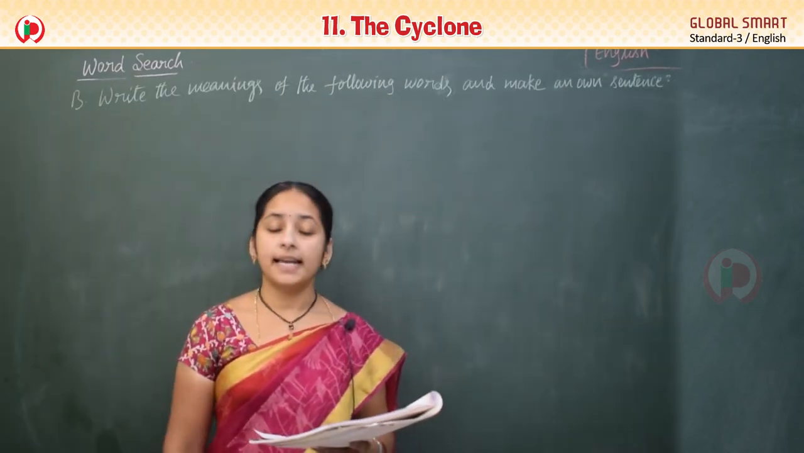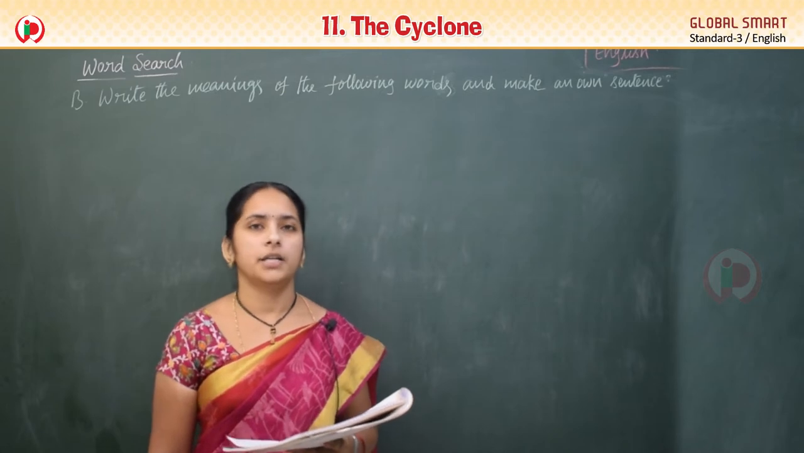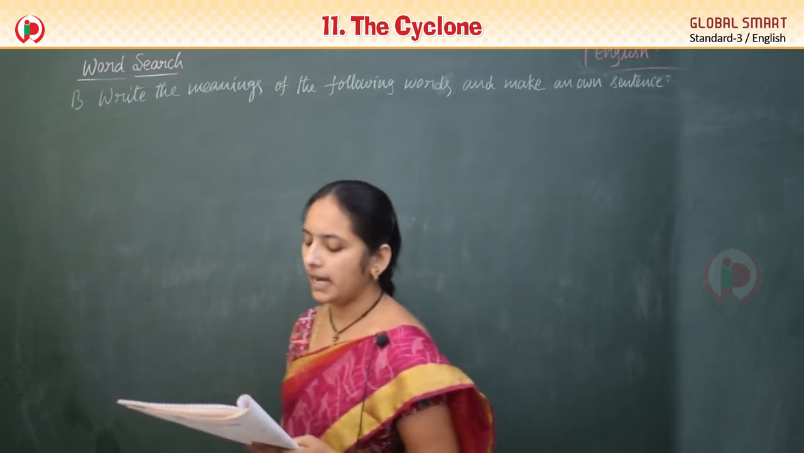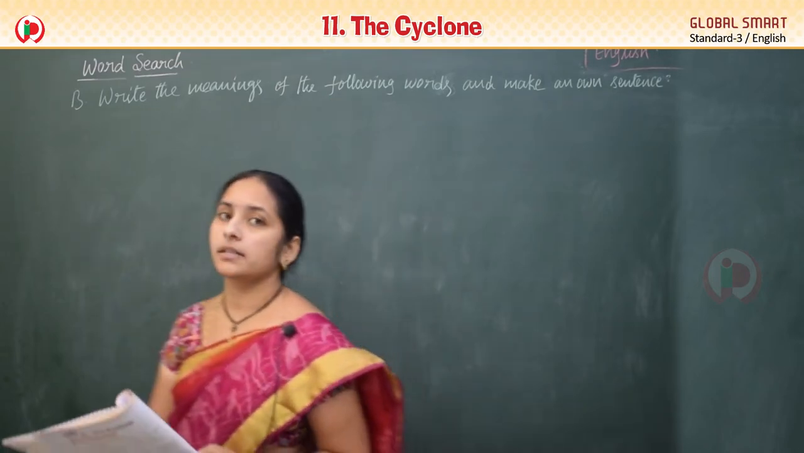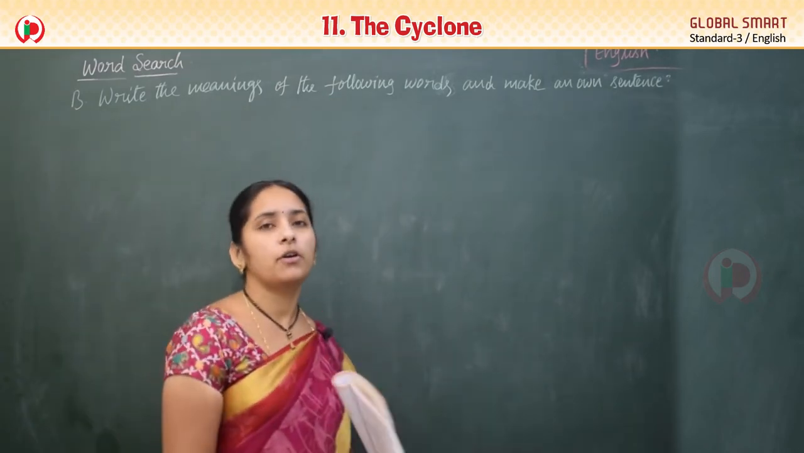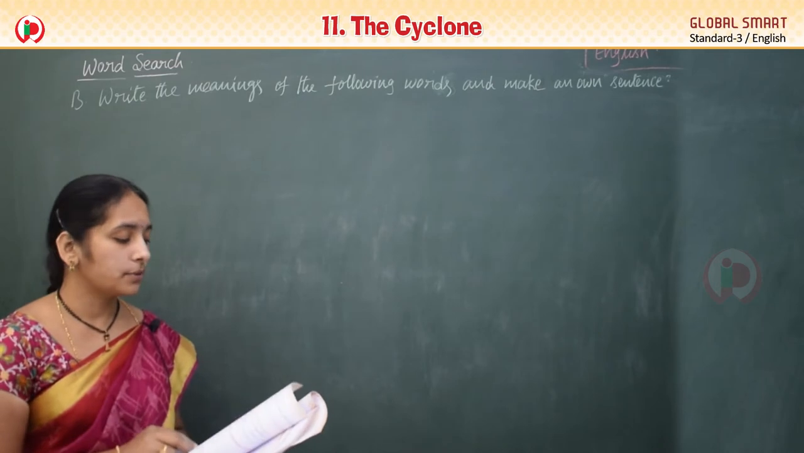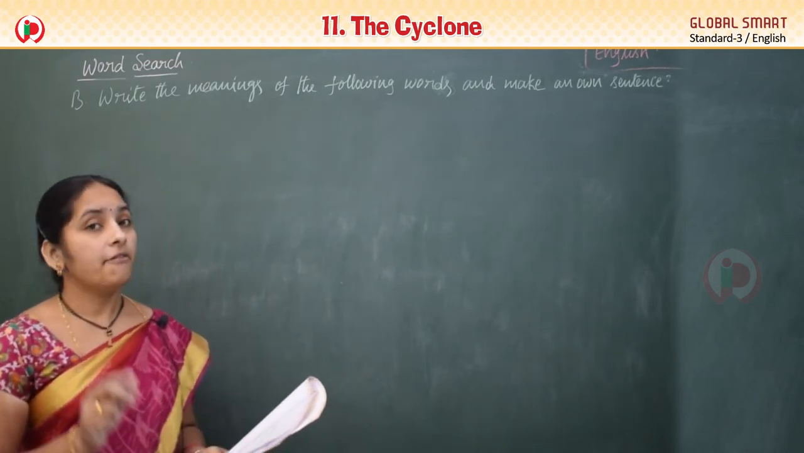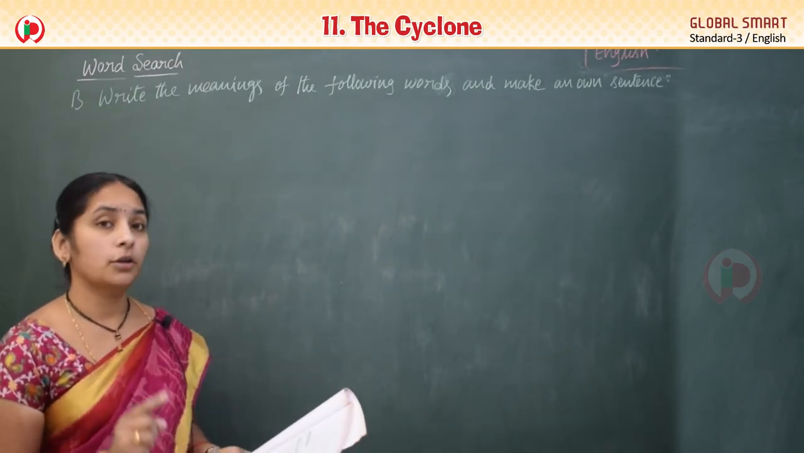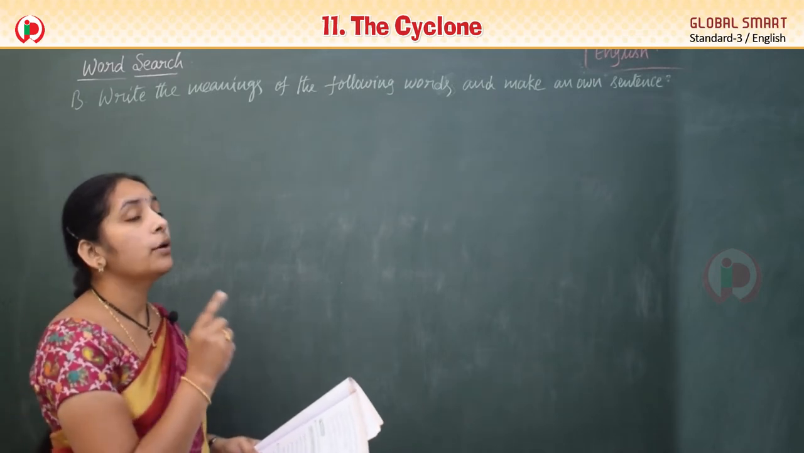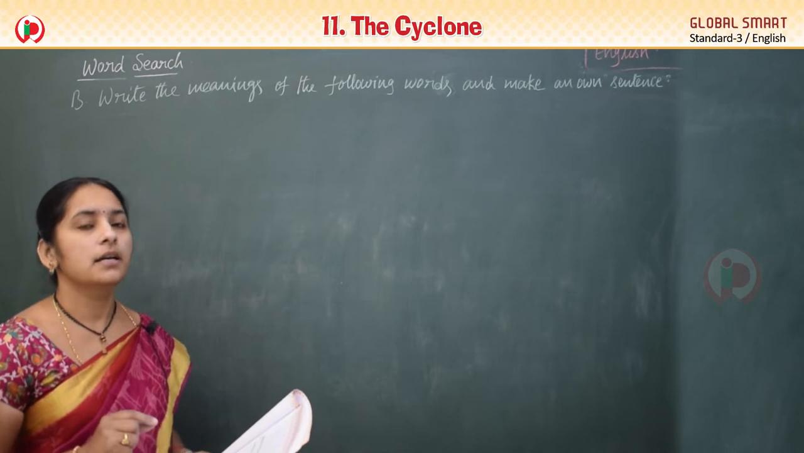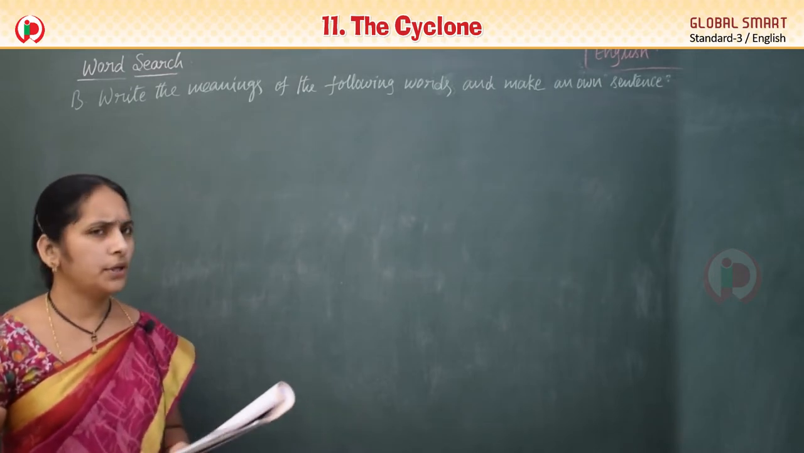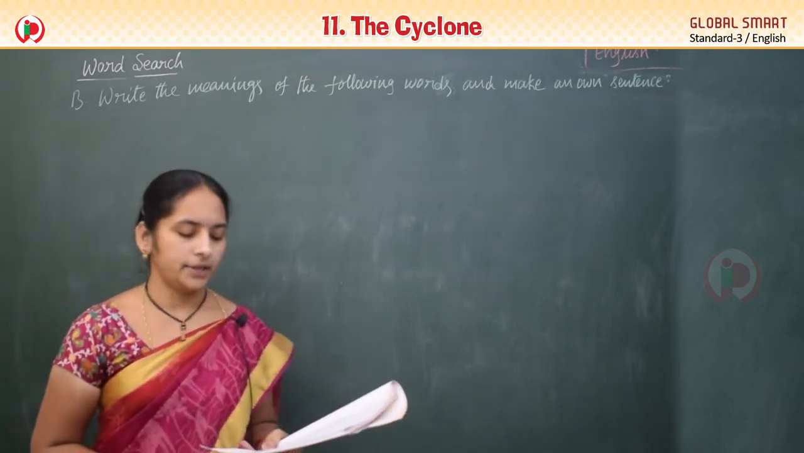See children, the next topic in the word search, B part, what do we have? Write the meanings of the following words. They have given totally 5 words. For that, we should write the meanings, not only the meaning, and make our own sentence. Own sentence also we should write. So very easy words only, we can write it.